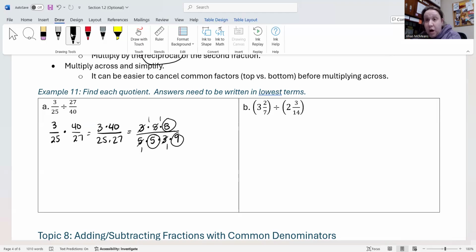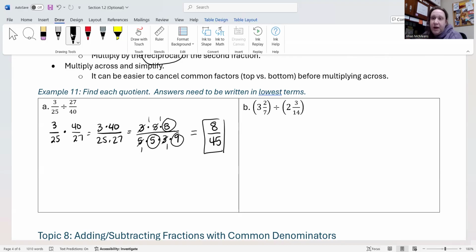Make sure they have no common factors. Factors of 8 would be 2s and 4s. Factors of 9 would be 3. So there's no common factors top to bottom. So the final answer is just going to be 1 times 8 for the numerator. For the denominator, it's going to be 1 times 5 times 1 times 9, or 45. And that's it. So multiplying and dividing fractions, not terrible.